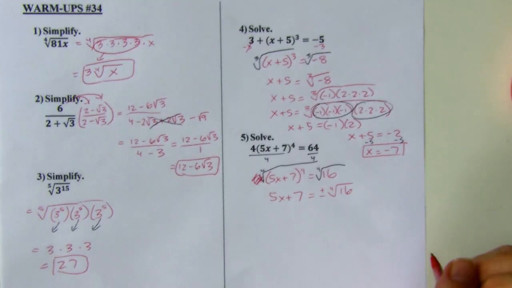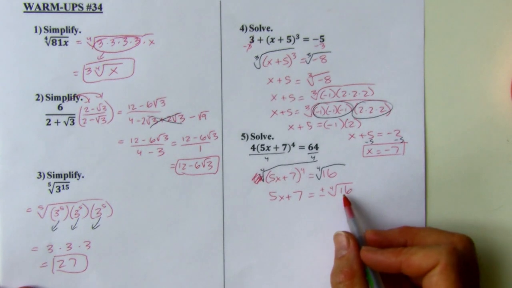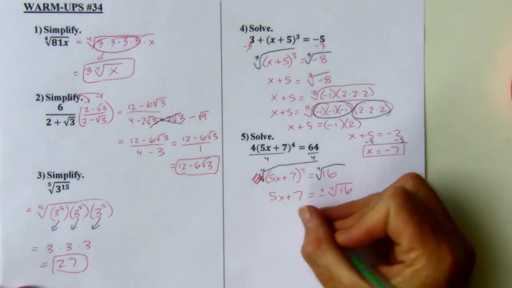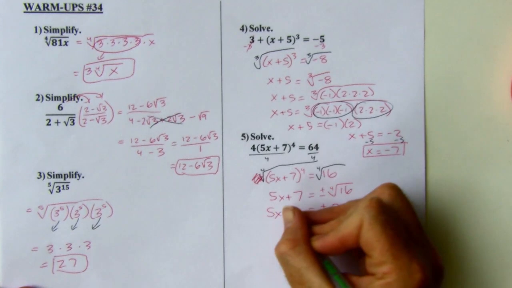Okay, so let's start breaking up 16. Well, 4 times 4 is 16. So 2 times 2 times 2 times 2 is 16. So the fourth root of 16 is 2. So that's going to simplify like that.